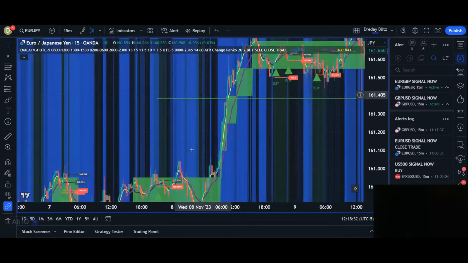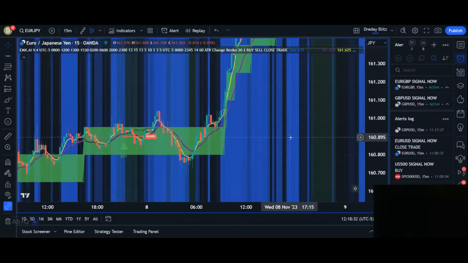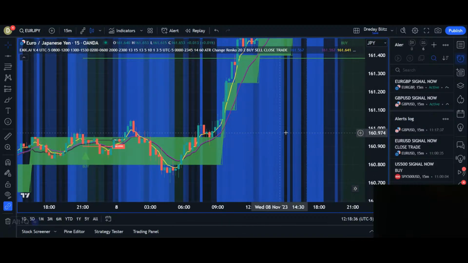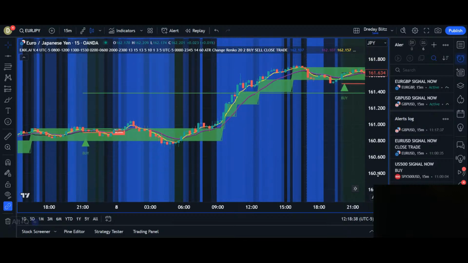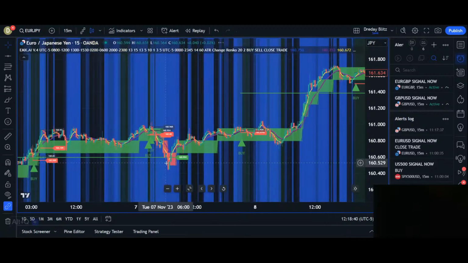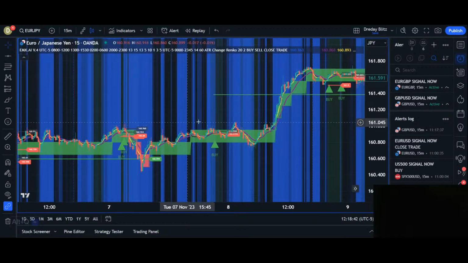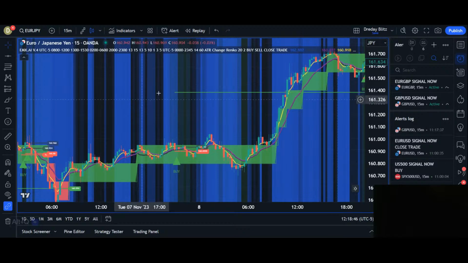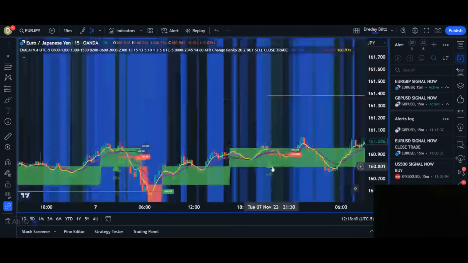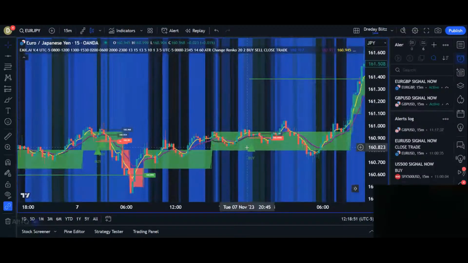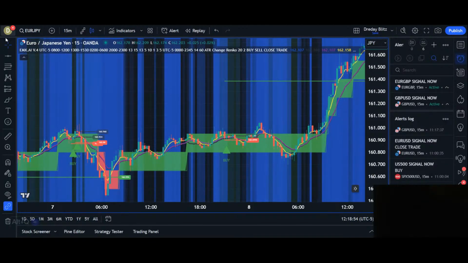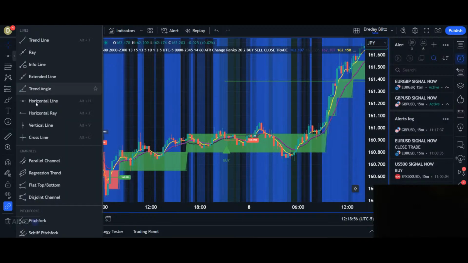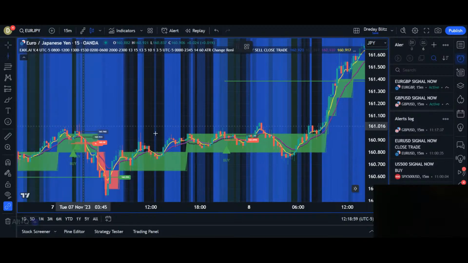Let me give you a good example. Let me crunch that down. Example. Okay, let's say you were in that trade. You had a buy here. So the buy, you would be entering the buy right here. Let's put a vertical line.